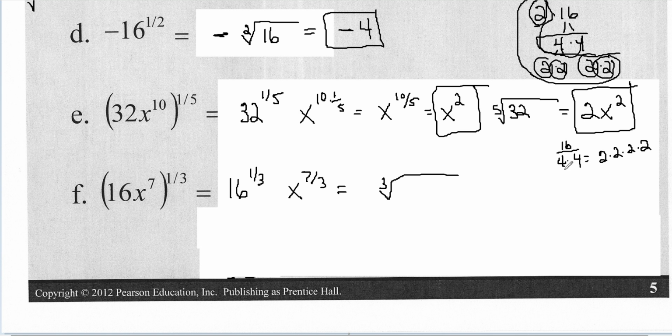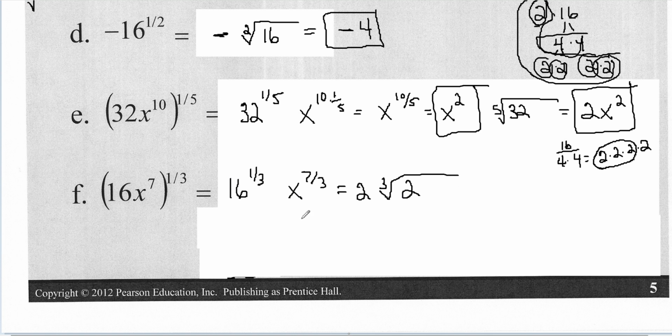For the index is 3, so for every 3, we take out 1. So I'm going to take out 1 and I'll put it in front here. And I got 1 left over, so that goes in there, and that's called the radicand. And now that'll stay underneath the radical sign. All right, we're good with that. So 16 is taken care of.